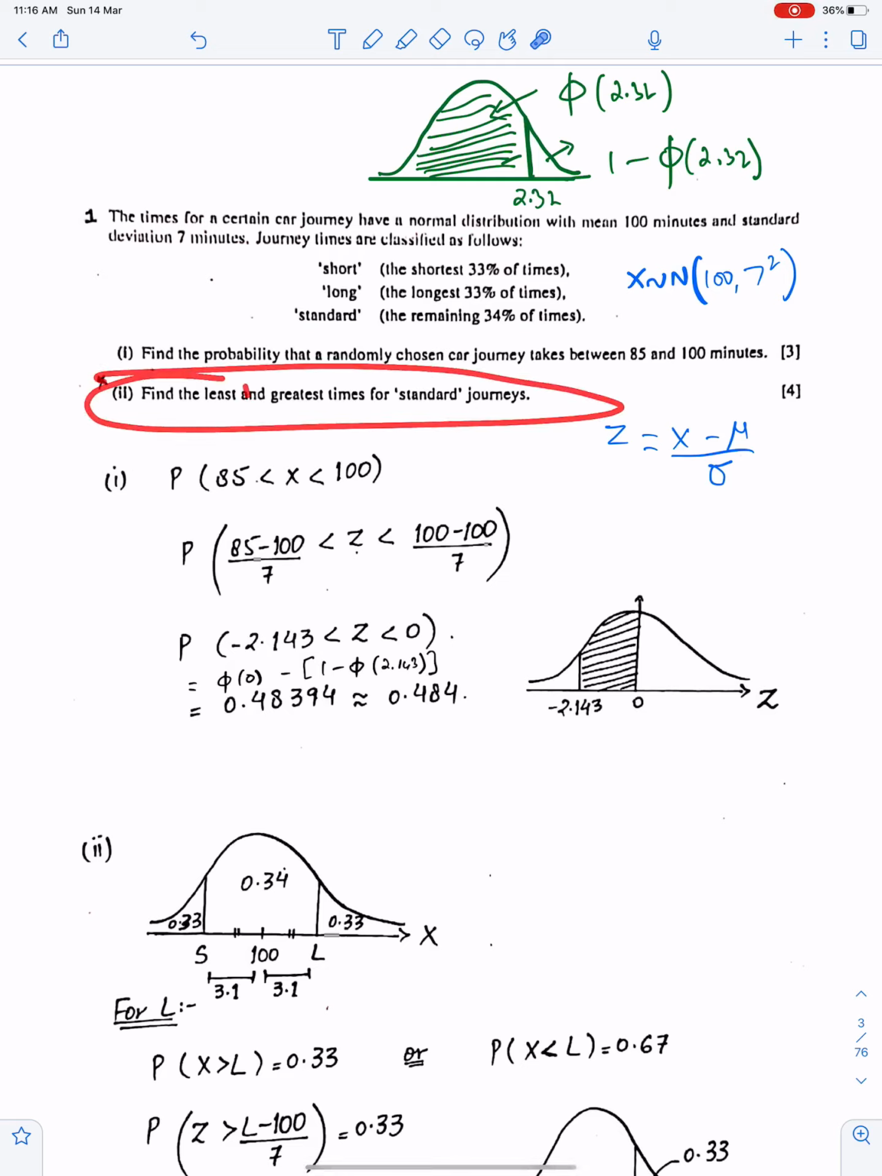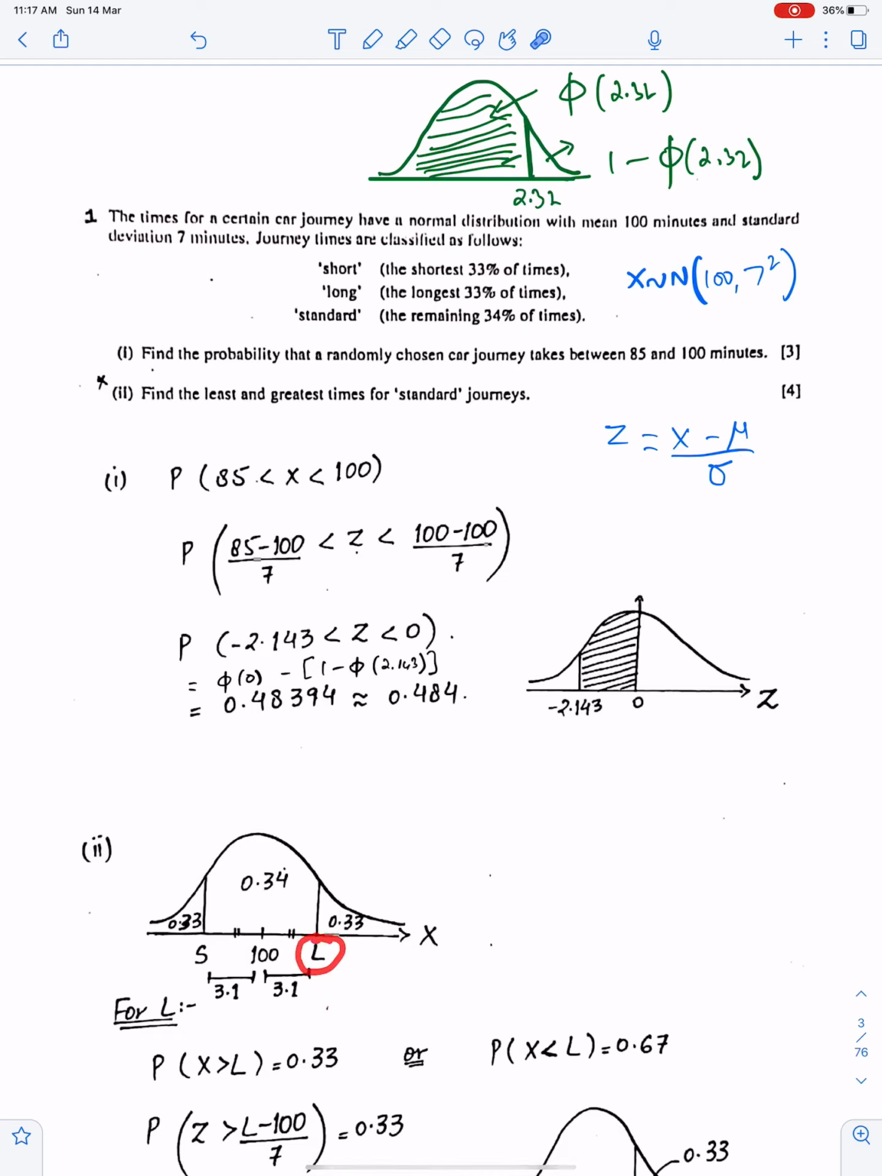Find the least and greatest times for standard journeys. Well, shortest, longest, standard. So shortest 33, it should be here. Longest 33, it should be here. And this is the standard. So to get the time for standard journeys, you need to work for L and S. See, you can make your calculations very simple. You just need to work for L.